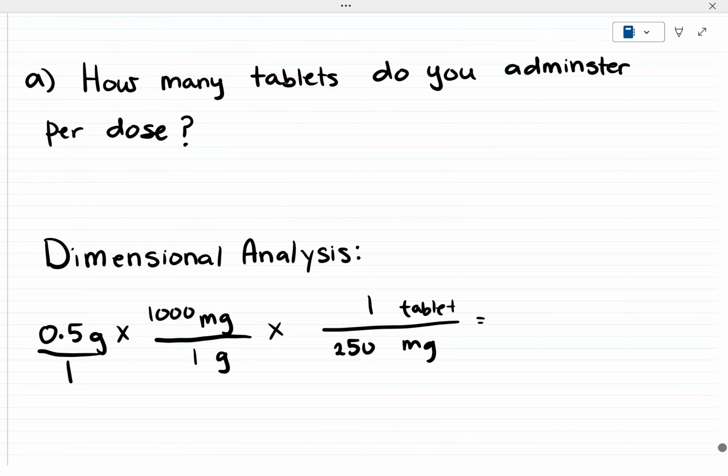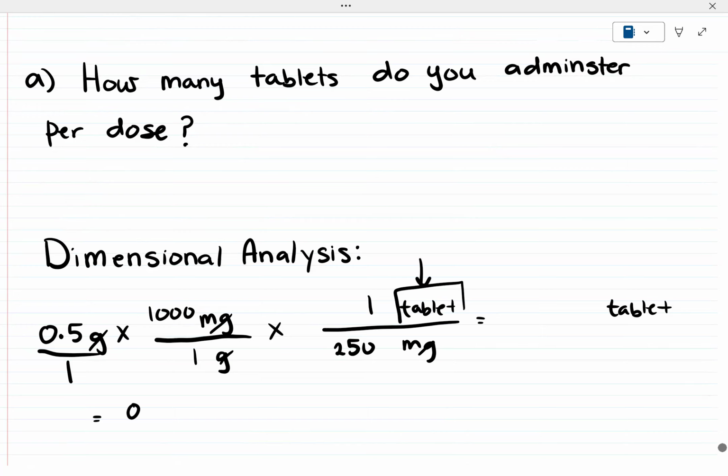And they're asking you how many tablets. This is how you know you're doing it right, because your final unit should be in tablets. If it's not in tablets, you must have done something wrong. As you can see, the grams disappears, so do the milligrams, and your only unit is tablet. And how do we multiply fractions? You multiply across, you don't cross multiply.